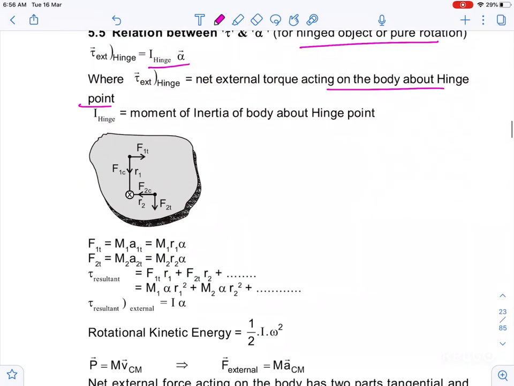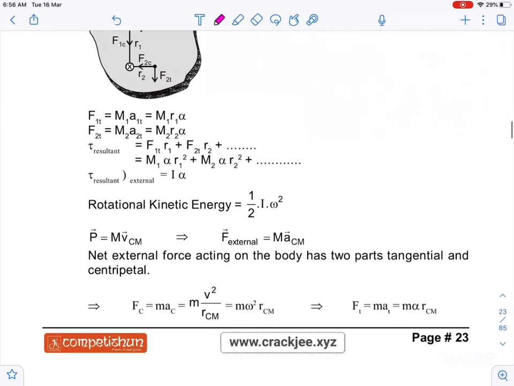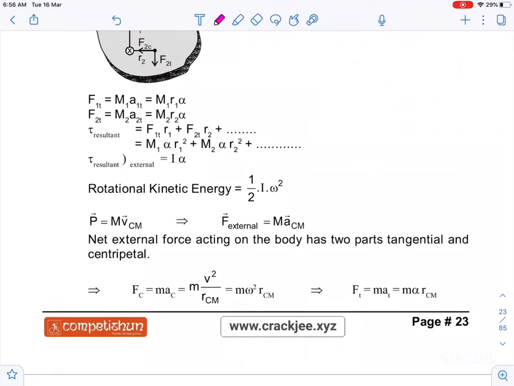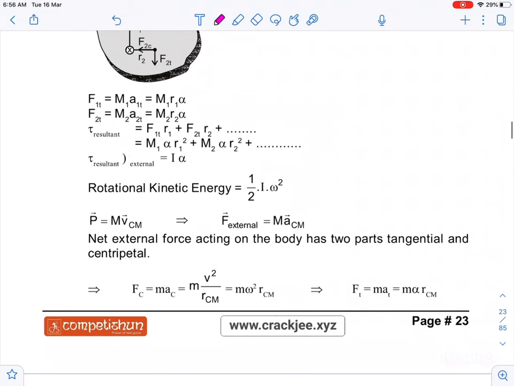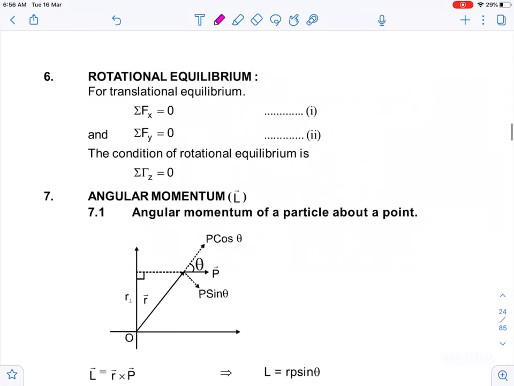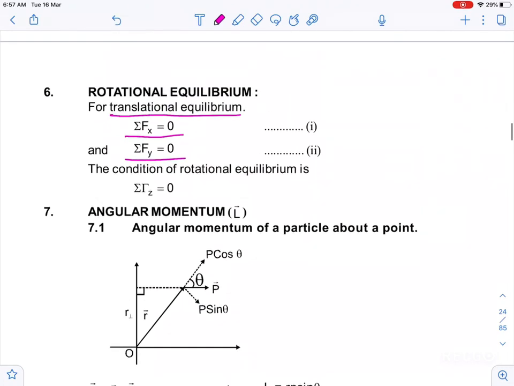Now you have to keep in mind in this chapter, guys, this we have discussed. Now this is the counterpart of this. This is a very important concept, rotational. And when a body is in equilibrium, not only translational equilibrium will be there, there must also be the condition of rotational equilibrium. If a body is in equilibrium, that means both translational equilibrium and rotational equilibrium.